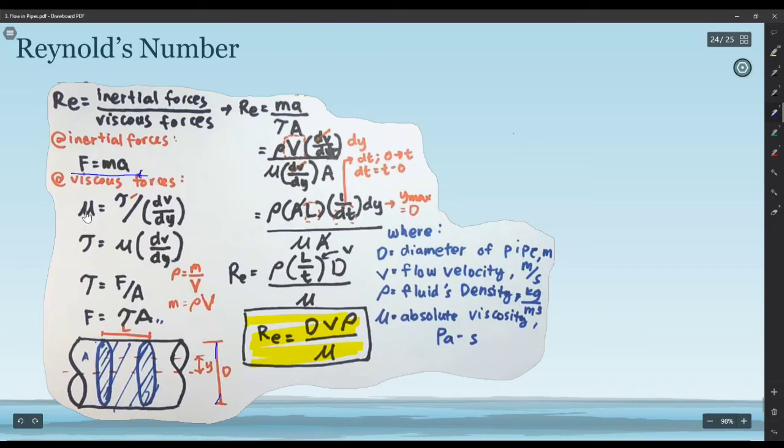And the viscous force comes from our equation for the absolute or dynamic viscosity denoted by mu, which equals shearing stress over dV over dy, the change in velocity with respect to the change in y. If you rearrange that and solve for the shearing stress, shearing stress equals mu times dV over dy. And coming from our mechanics of deformable bodies, shearing stress equals force over area. Solving for the force, force equals shearing stress times area. Applying that to the equation for Reynolds number, Reynolds number equals mass times acceleration over shearing stress times area.